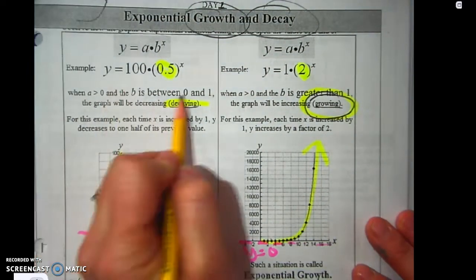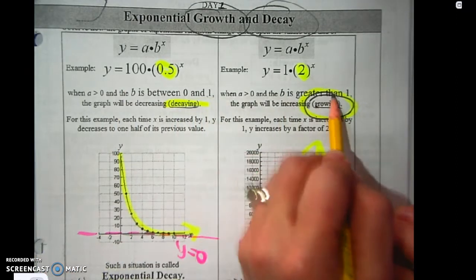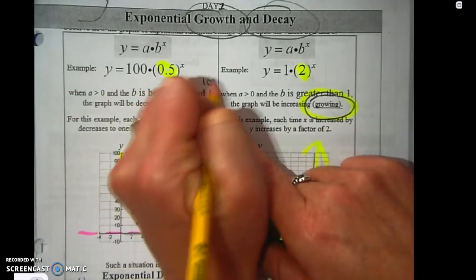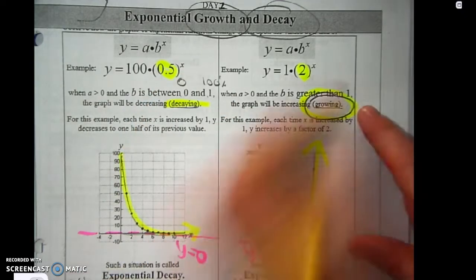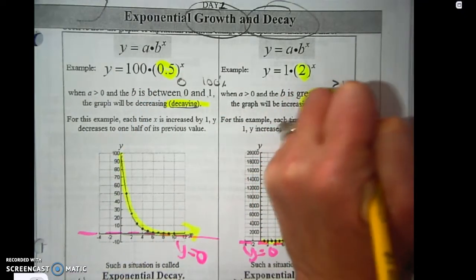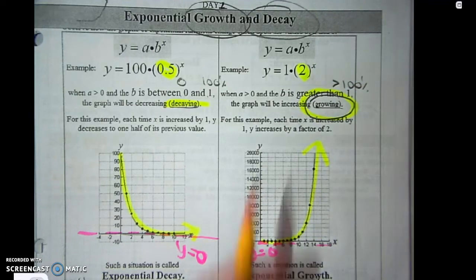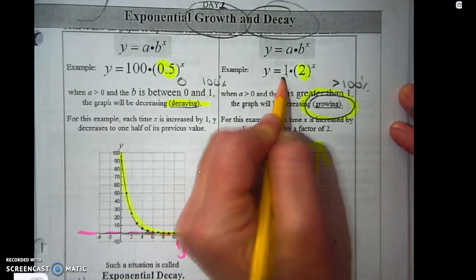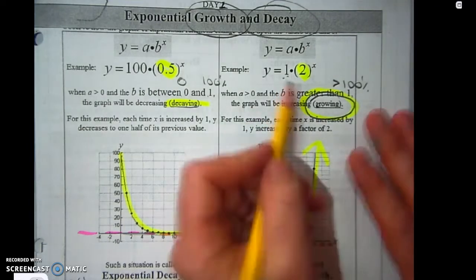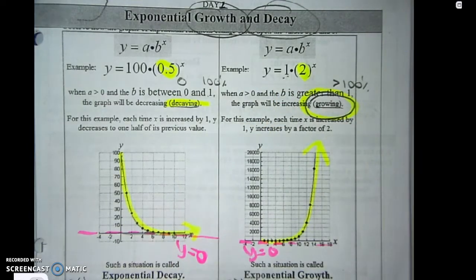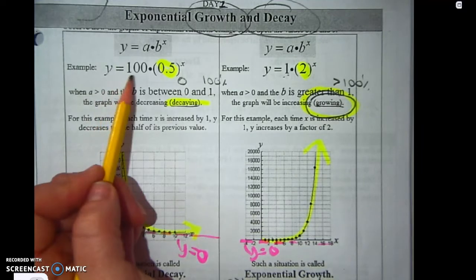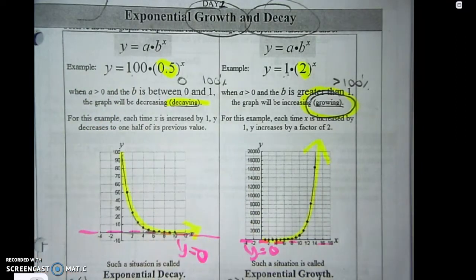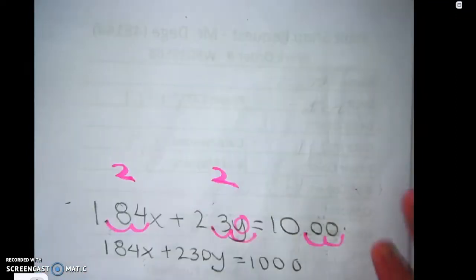So when they say between 0 and 1 and greater than 1, what they're talking about is a percent. Between 0 and 100% is decay, and this means greater than 100%. If you started off with $1 and it grew, that means you're having more than 100%. If you start off with $100 and you lose money, you only have a certain percentage of your money left. So let me give you an example.